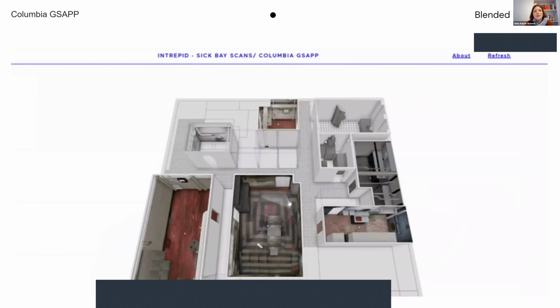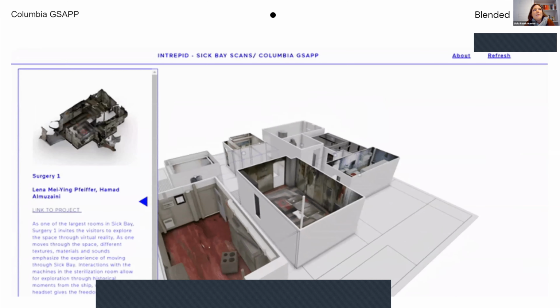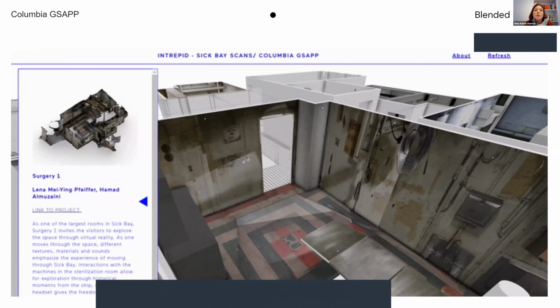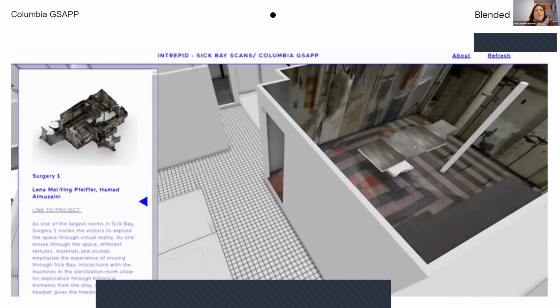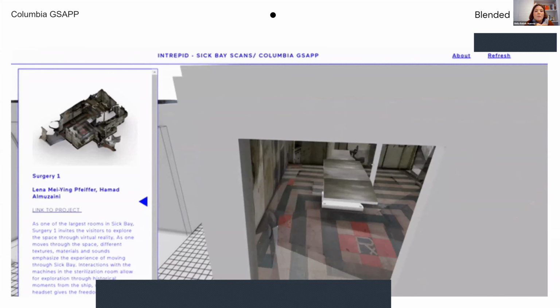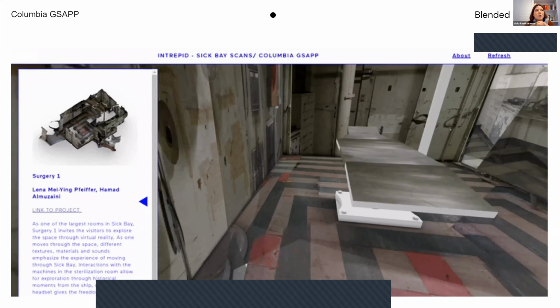And here is another project from the year before, also part of the seminar, where we went to the Intrepid and scanned the sick bay, which is usually inaccessible to the public. But in this case, it became a space where we could go in, document it, and then put it on the web. So it was more about documenting the site.